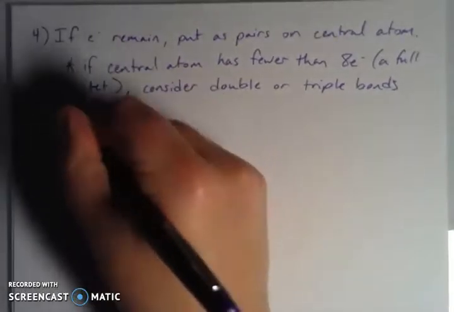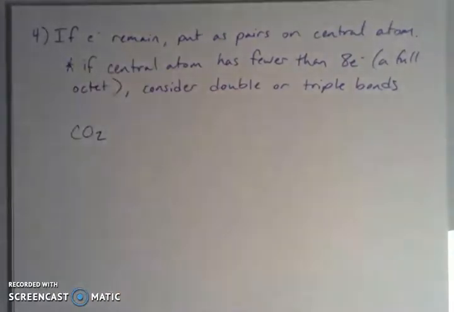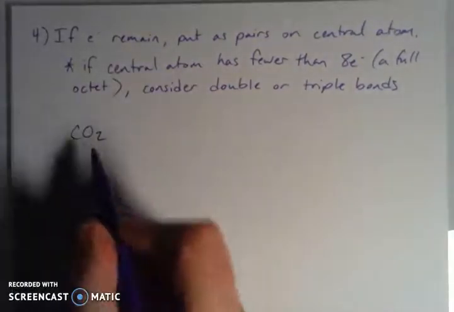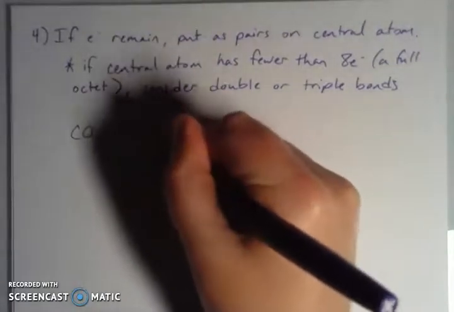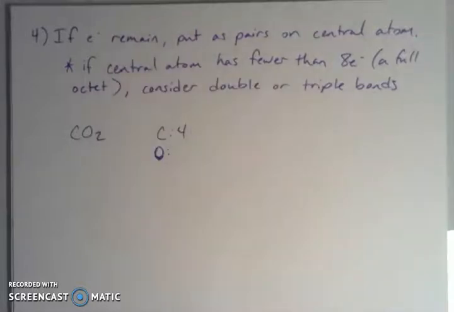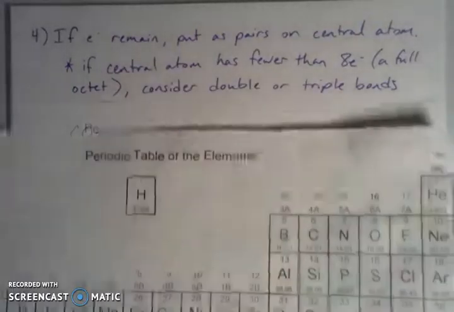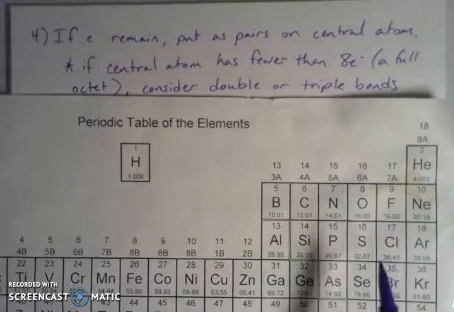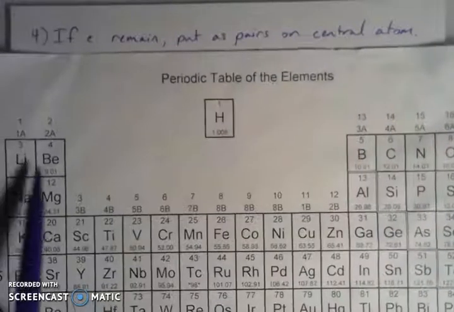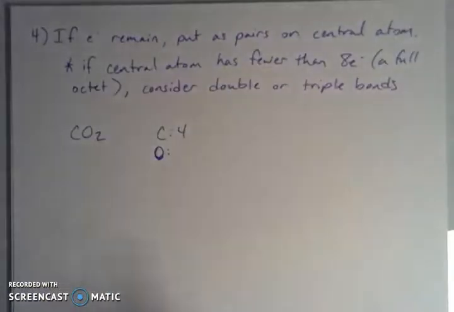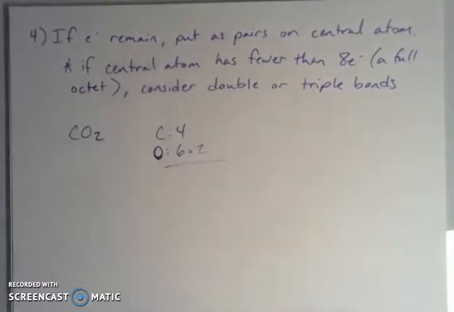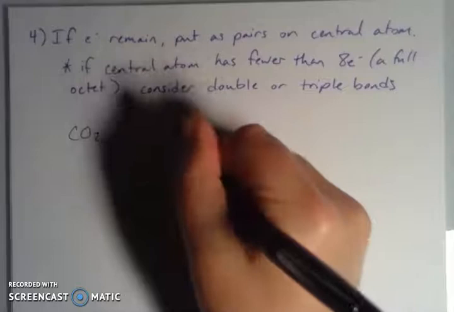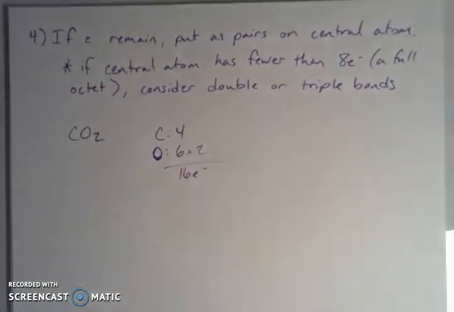So let's take carbon dioxide, for example. Our first step, if we're going through the process, is to figure out how many total electrons I have. Well, carbon has 4. And if I look at where oxygen is on the periodic table, it's in column 16 or 6A. So its valence electrons are the 2s2, 2p4. So those 4 in the p and 2 in the s give me 6 total valence electrons, and I have 2 of them. So total, I have 16 electrons to work with for this structure.